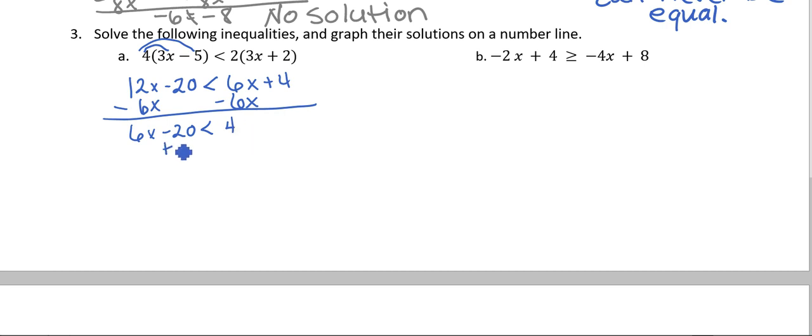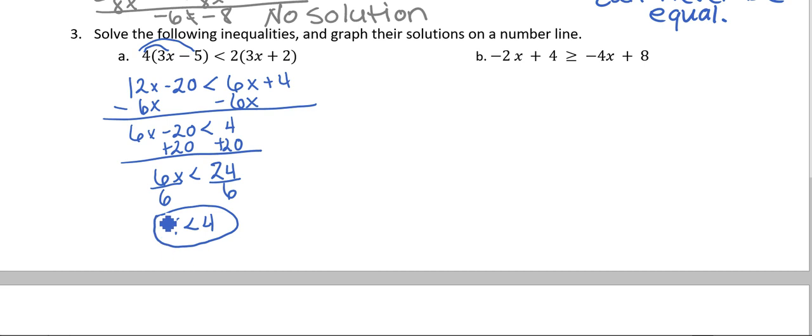I'm going to add 20 to both sides, which gives me 6x is less than 24. And then I'm going to divide by my coefficient 6. So x is less than 4. Notice we kept our less than sign all the way down. We didn't divide by a negative at the end, so we don't need to flip our sign. So my solution is x is less than 4.